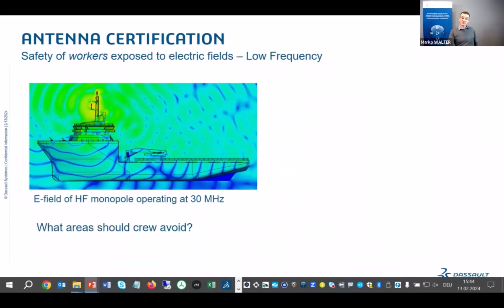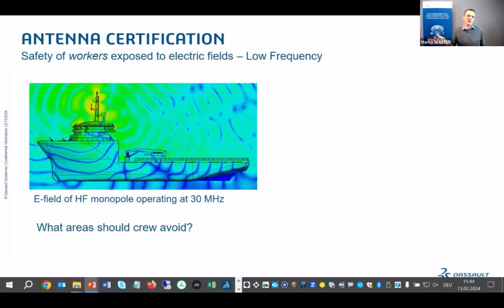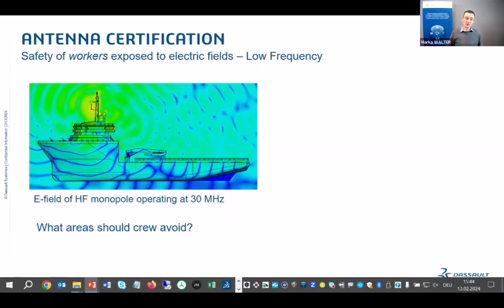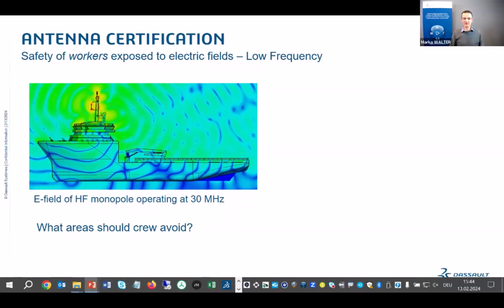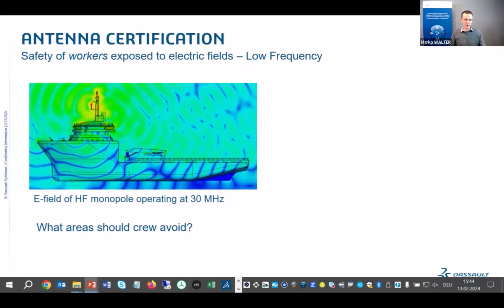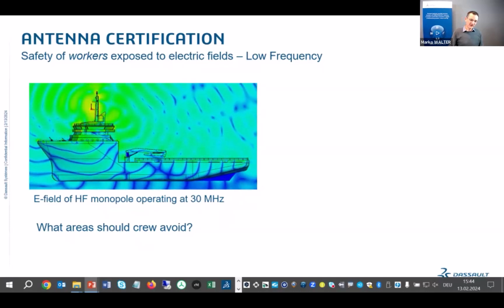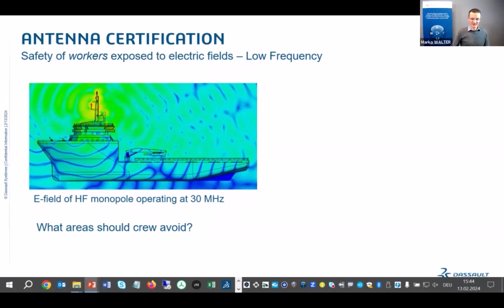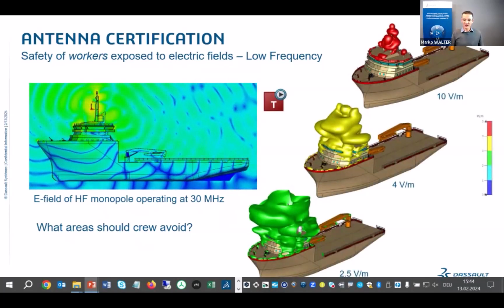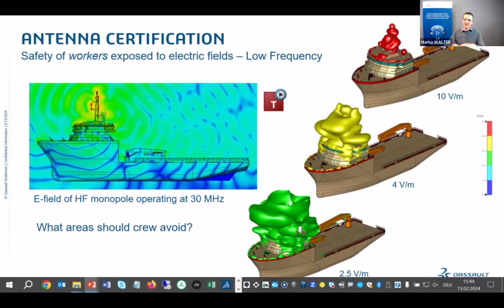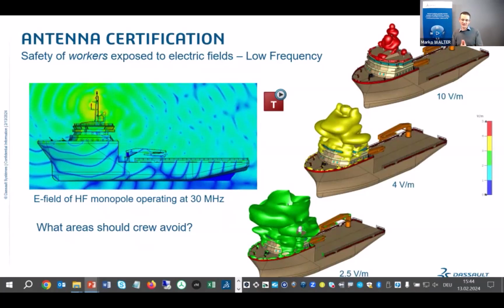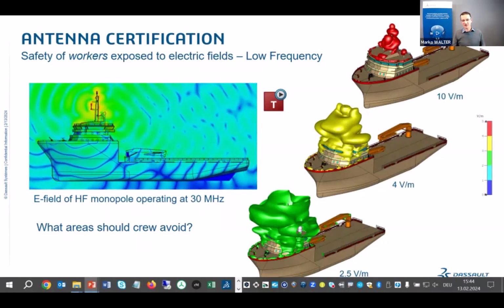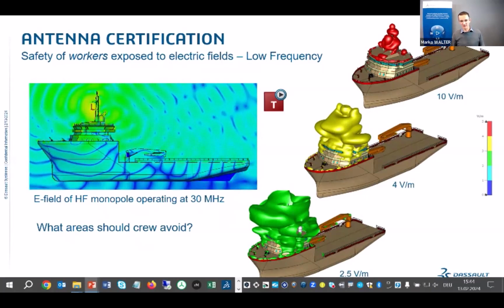Now, limits also apply not only for users of phones or other worn devices, for example, but also for people or workers that are exposed to electric fields in areas where they are pursuing their occupation. So, for example, if I'm working on a ship and there's a high frequency monopole operating at some frequency, what areas should the crew avoid? Well, again, we can simulate this, and we can nicely predict and illustrate the safe zones where crew shouldn't be by using these sort of three-dimensional isosurfaces at specific field values.